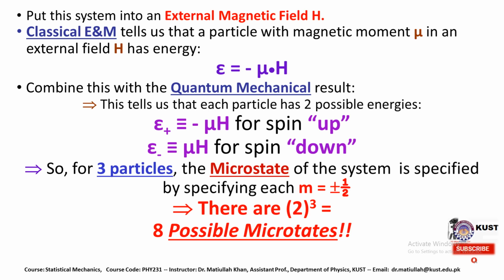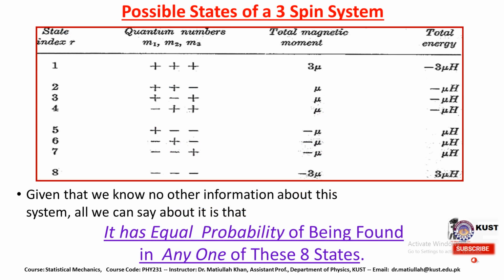So for 3 particles, the macrostate of the system is specified by specifying m equal to plus or minus 1 over 3, and there are 8 possible microstates for this particular configuration. We have arranged this in the form of a table, and their corresponding total magnetic moment is shown, and total energy is also mentioned here. These are the possible microstates for them. Positive means spin up, negative means spin down. This is the total magnetic moment, the summation of individual magnetic moments, and this is the total energy, the summation of individual energies.